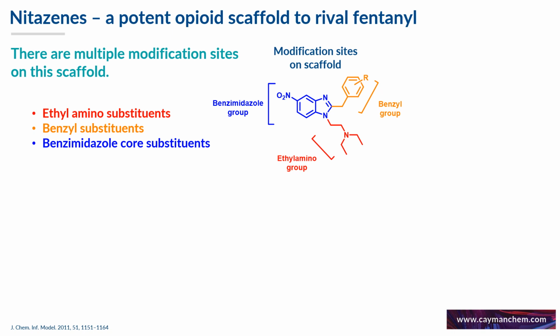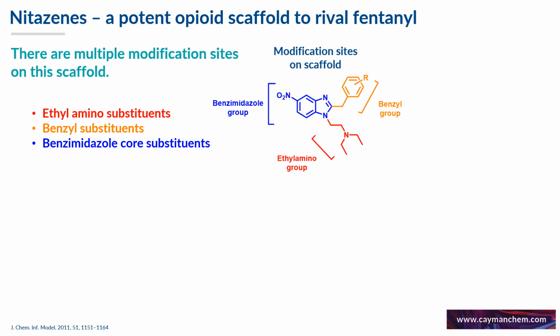The opioid activity of the nitazenes depends on the three major sites of modification on its scaffold. We have this ethyl amino substituent located here at the N1 position. We have this benzyl substituent here in orange, located at the 2 position. And then, of course, we have our benzimidazole group, typically with a nitro group here at the 5 position in blue.